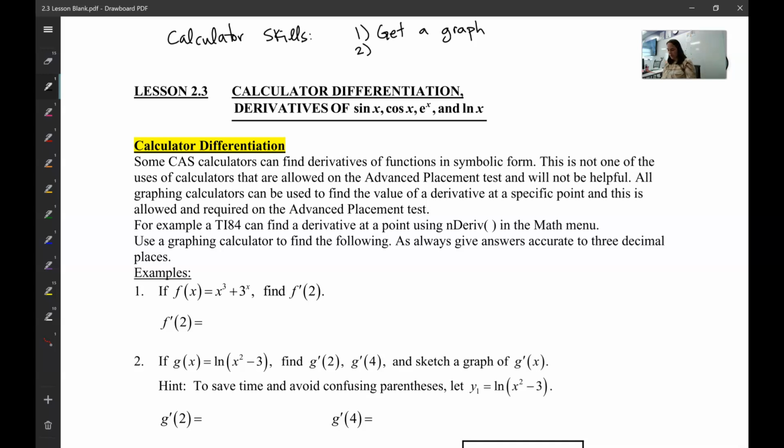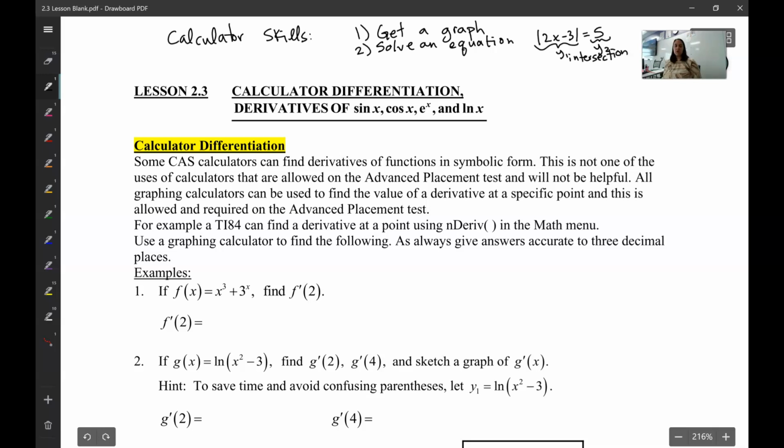Number 2, you can use a calculator to solve an equation. So those were the ones where we had things like this. And you would put this side into y1, this side into y2, and then look for the intersection points. So you can totally use a calculator to solve an equation.